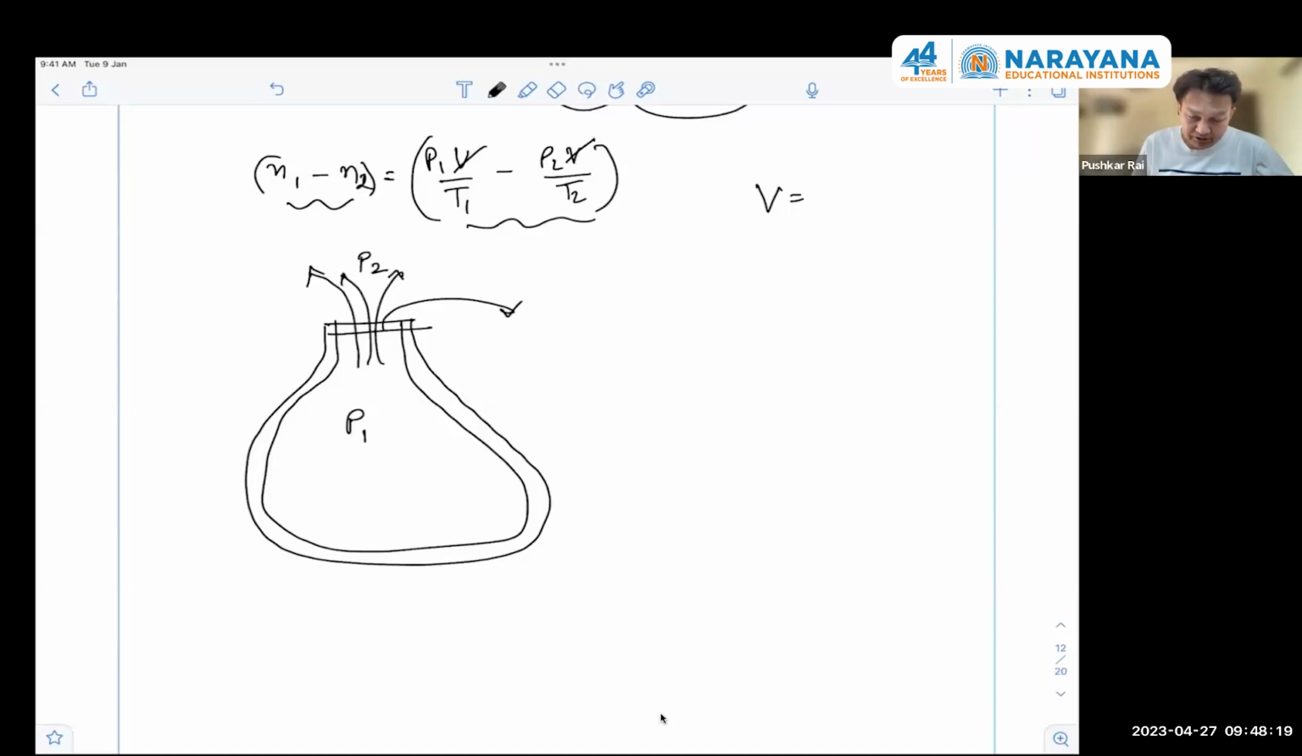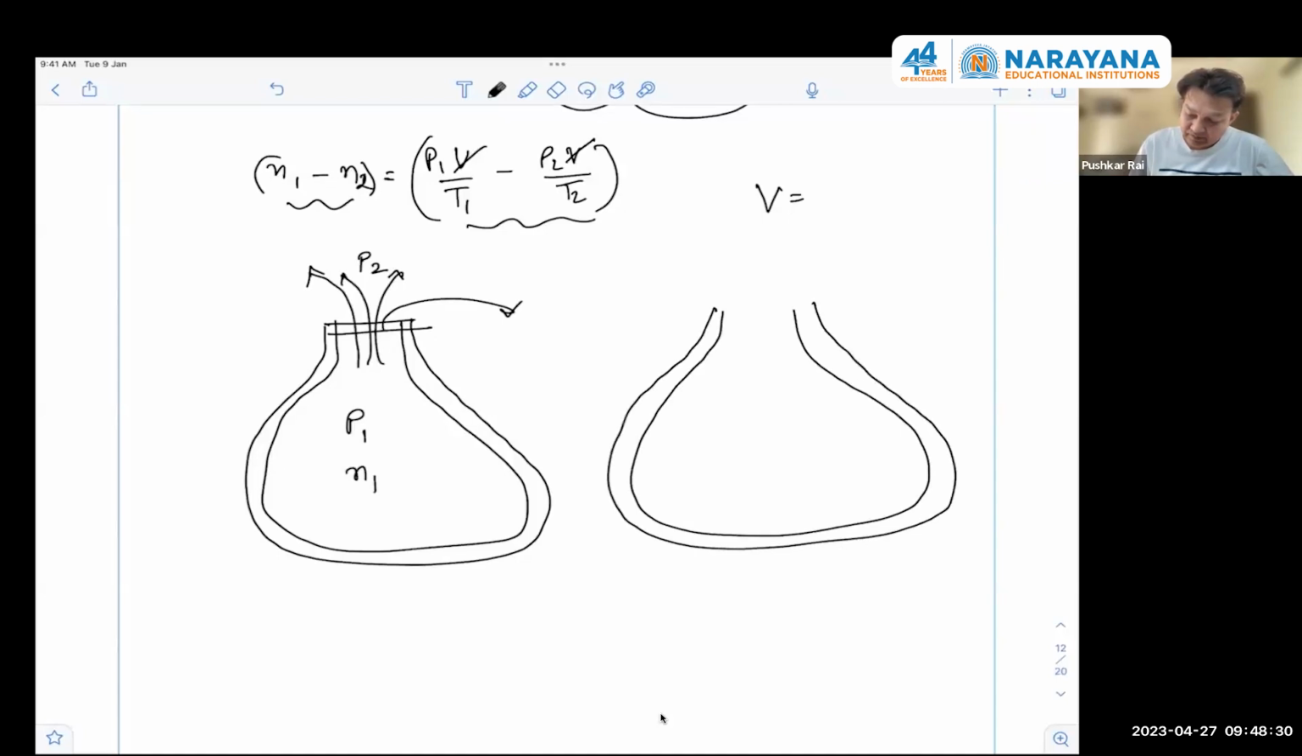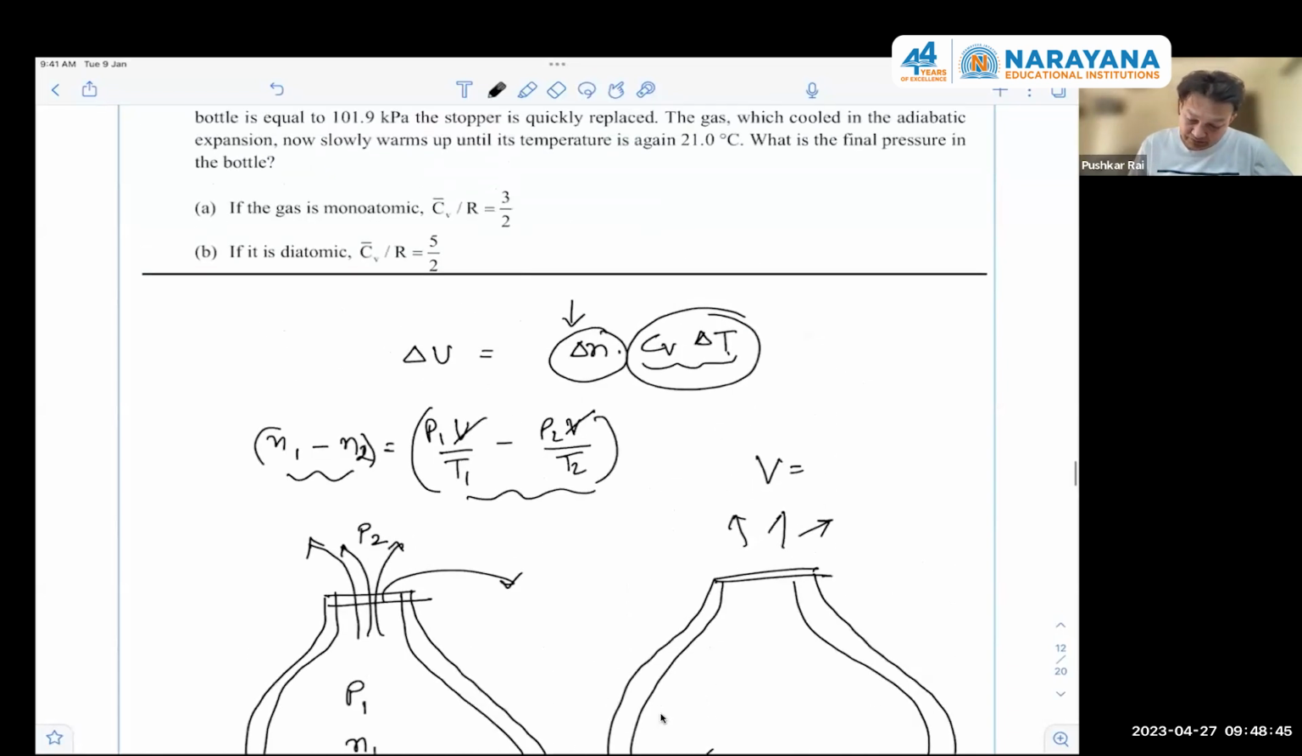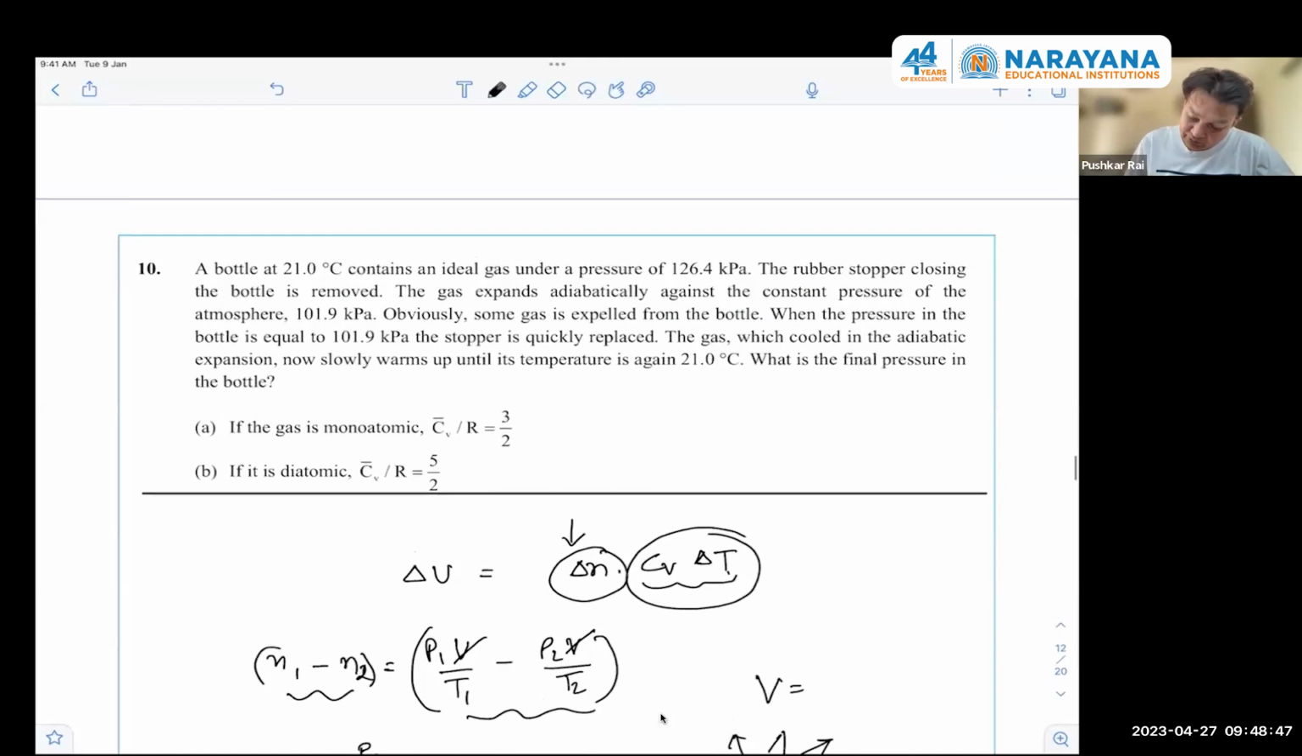So what will happen? Initial number of moles was N1. After some time, when you close it, what amount is left here is N2. And the gas has gone. Some gas has gone. At this point, you have to find out, read the question carefully. Some gas expelled to fall over. The pressure in the bottle is equal to this.